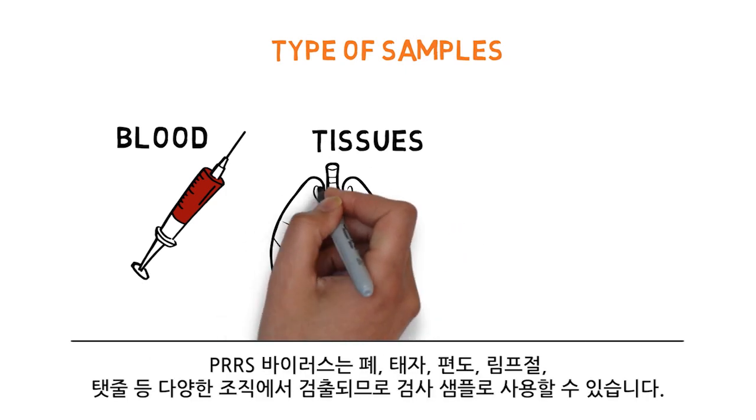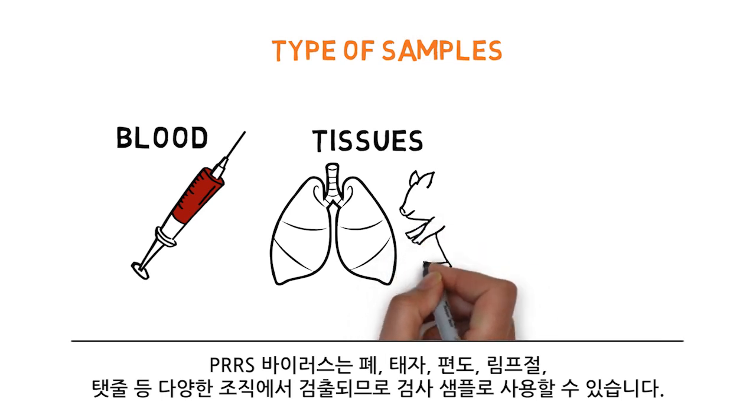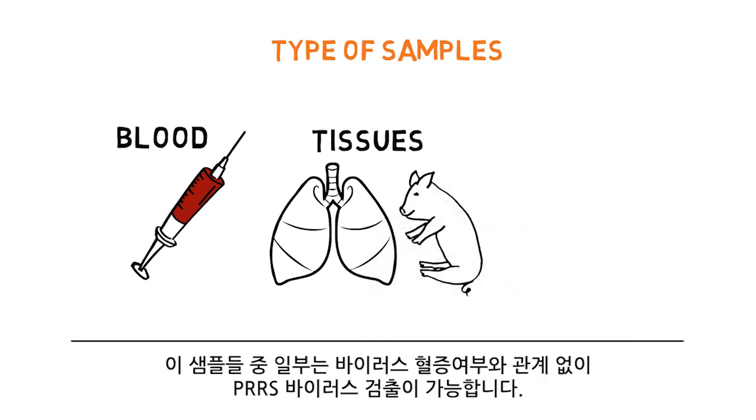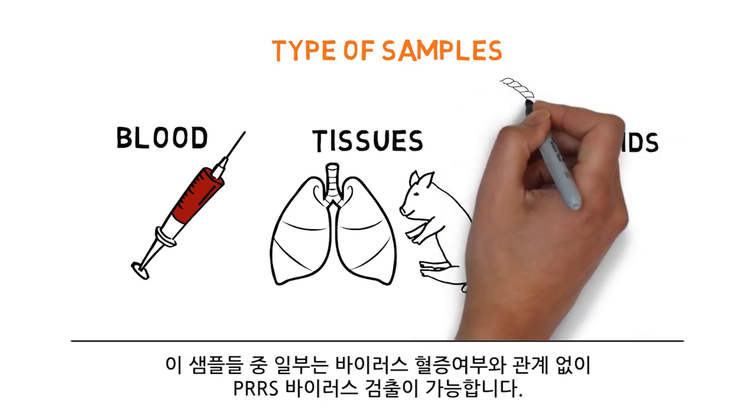PRRS virus has a tropism for a large number of different tissues such as lungs, fetus, tonsils, lymph nodes, umbilical cord, which are adequate for sampling. Some of these samples allow detection of the PRRS virus irrespective of the phases of viremia.